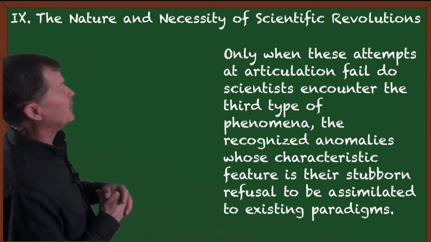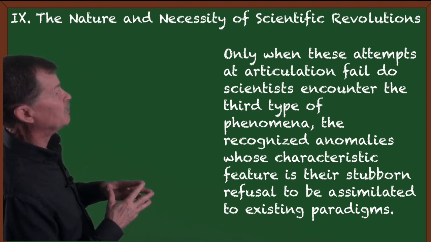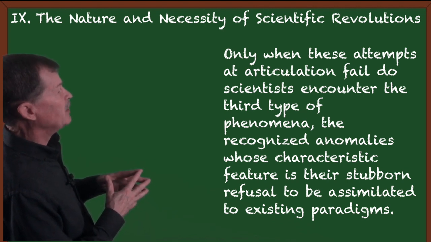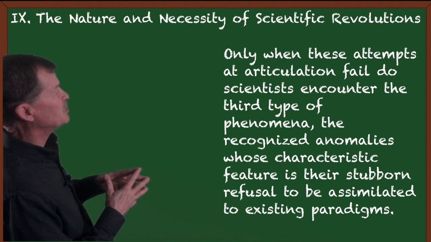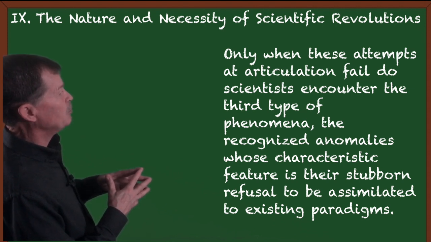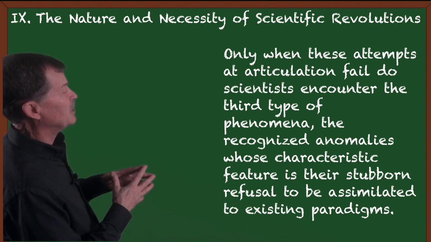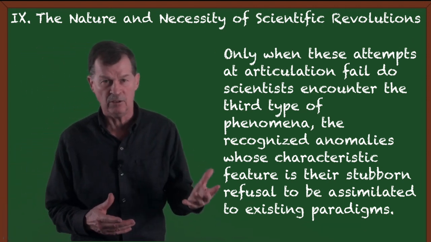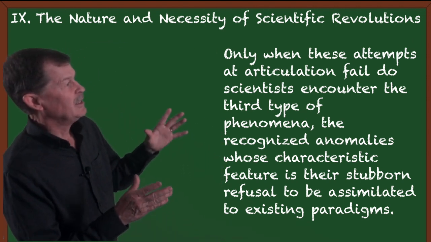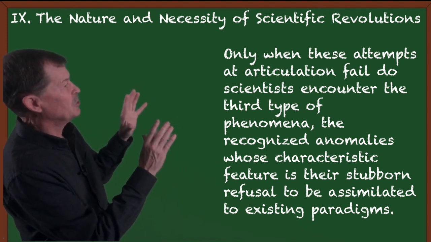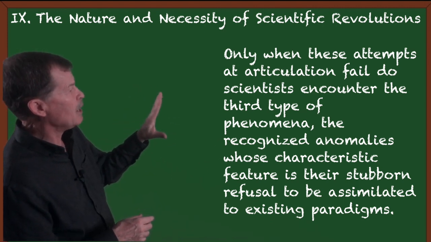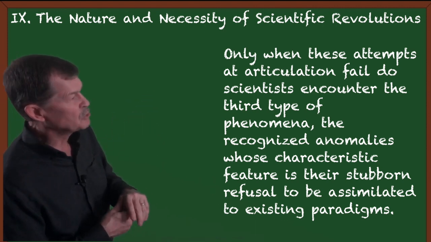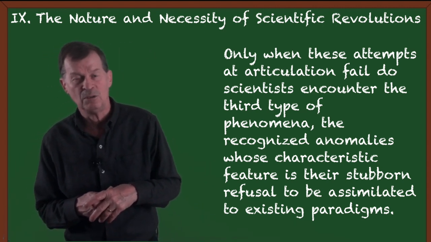Only when these attempts at articulation fail do scientists encounter the third type of phenomena, the recognized anomalies whose characteristic feature is their stubborn refusal to be assimilated to existing paradigms. Okay, only when all attempts have failed do the scientists encounter this third type. It's a recognized anomaly now, whose characteristic feature is that they are stubborn, a stubborn refusal to be assimilated into the existing paradigm.